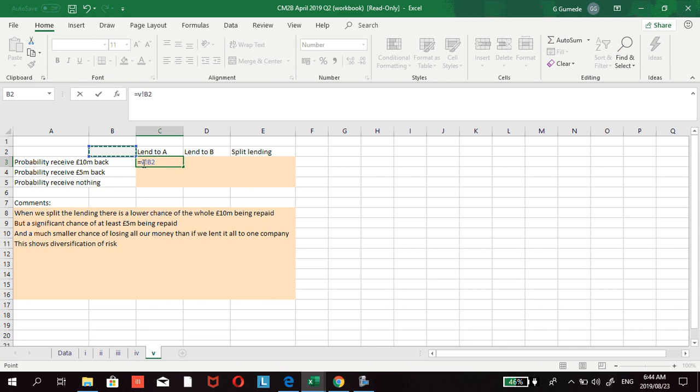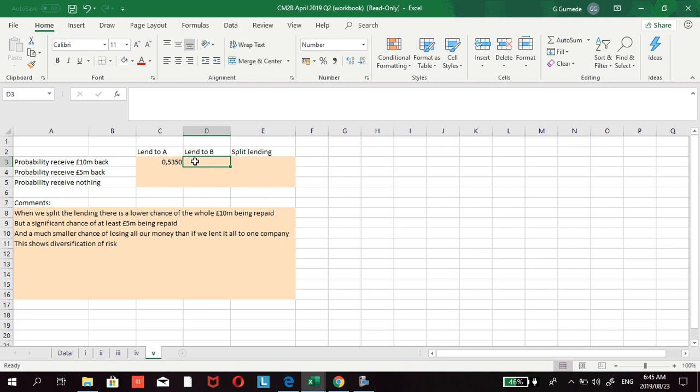Now I need to correct this here, this V, because I picked this value in tab 2. So I'm going to come here and put 2 here so that it can pick the correct value from tab 2, the one I highlighted. So I'm going to press enter. Okay, now what is the probability that it receives the 10 million back if it gives B the 10 million?